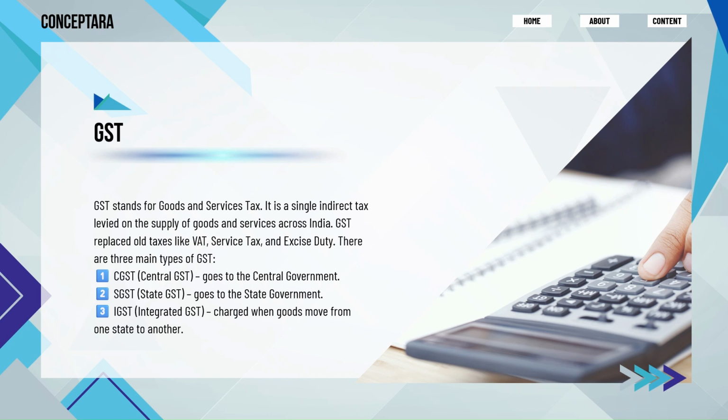There are three main types of GST. First, CGST, Central GST, goes to the central government. Second, SGST, State GST, goes to the state government. Third, IGST, Integrated GST, charged when goods move from one state to another.